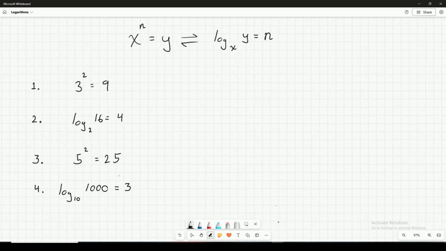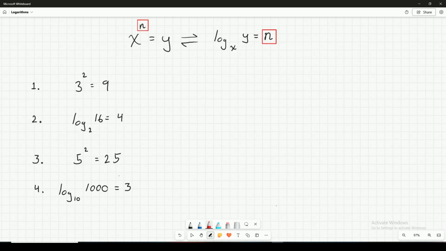And up here, I have the way to transform any exponential into a logarithm. So I want you to pay close attention. n right here is our exponent. But if you look closely at the logarithm, it becomes the answer. So logarithms are used to solve for exponents when you don't know them.